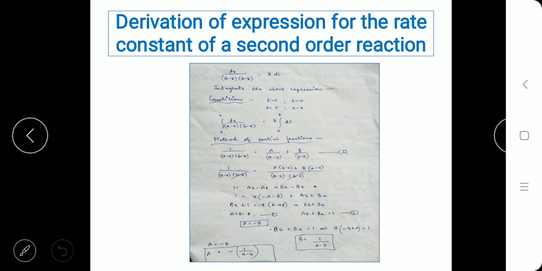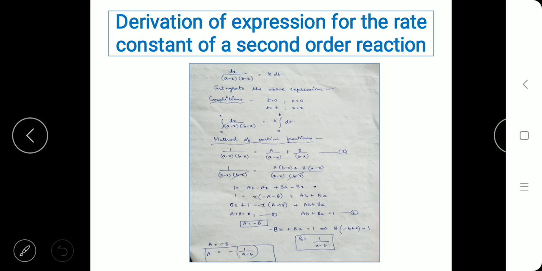this integration term in this form, that is equation 1: 1 by (A minus x) into (B minus x) is equal to A by (A minus x) plus B by (B minus x). Now let's take the LCM of this term. Once we take the LCM, we get A into (B minus x) plus B into (A minus x), divided by (A minus x) into (B minus x).